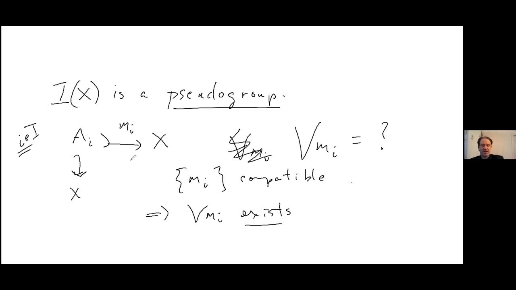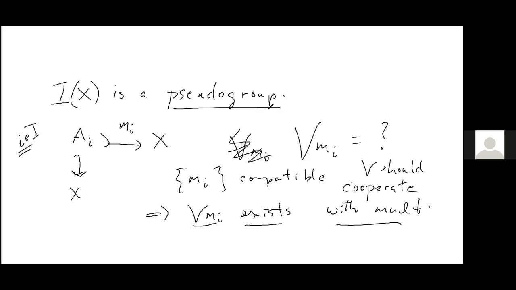Okay, but the maps themselves would have to be compatible, meaning they would have to agree on their intersection, right? In order to get a supremum. Anyway, yeah, so that's what you want. You want compatible supremum, and you want the multiplication to distribute over these. You want it to cooperate. Sup should cooperate with multiplication. Yeah. That's a pseudogroup.